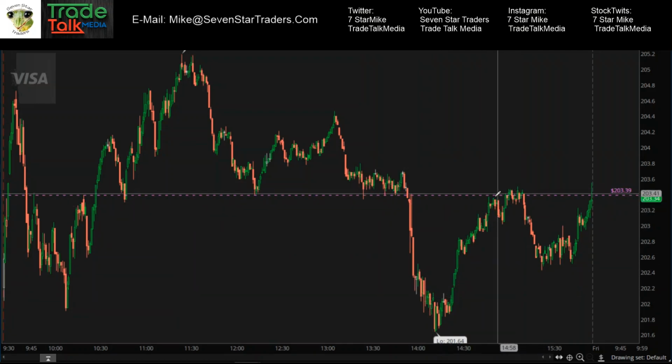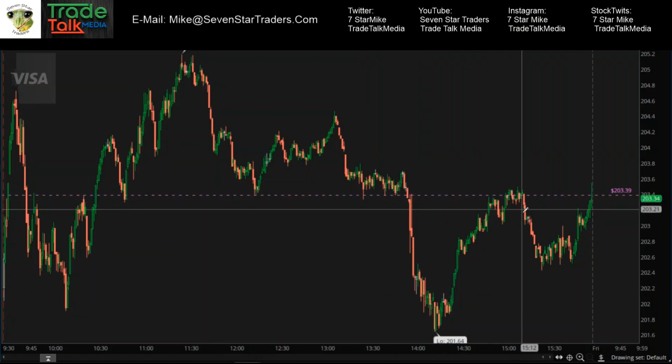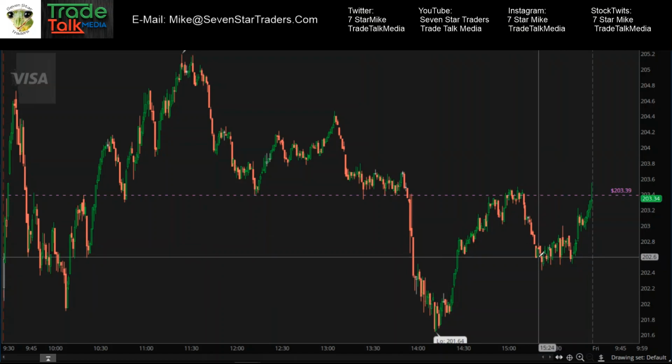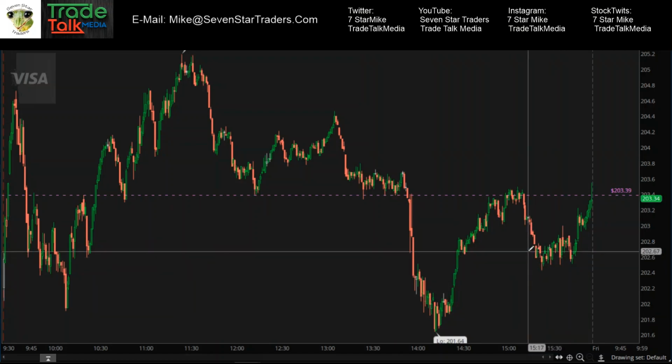It comes back down to test it. That is rejected again, so that is trade number 5. 5 trades on one chart with just a single line.